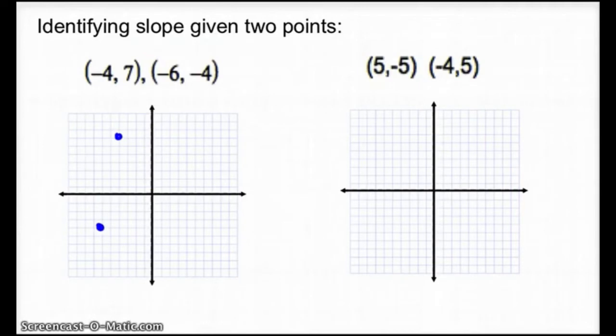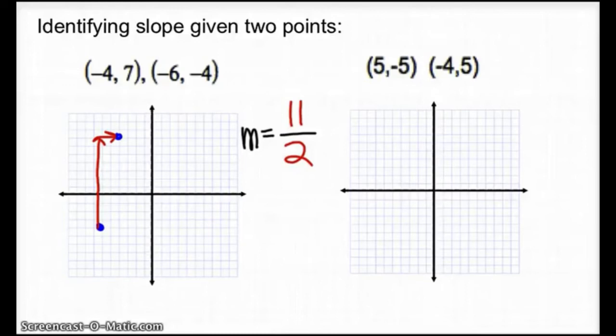I'm just going to graph the 2 points because I'm going to drive now to the other point. So I'm going to rise and then run. I'm going to rise 4 and then 7. So 4 and 7 is 11. So I went up 11 and I went over 2. So my rise over my run is 11 over 2, which is my slope.